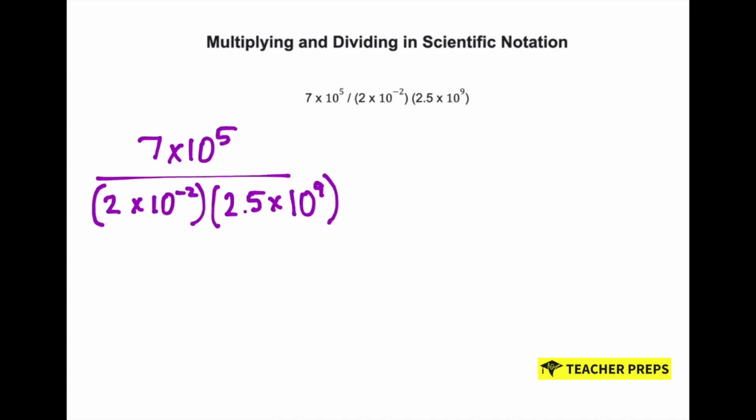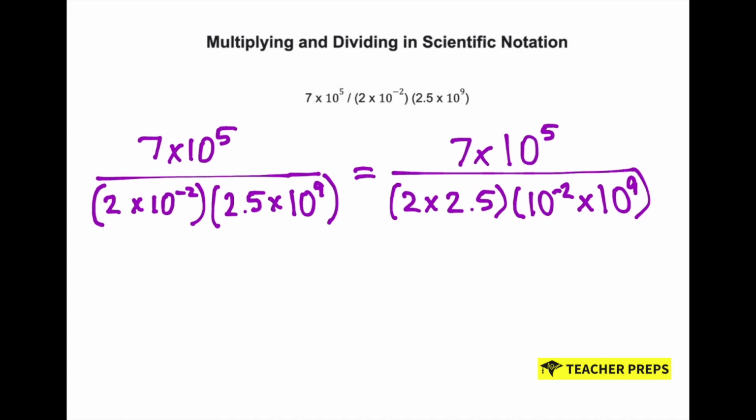Now, let's go through a problem where we have to multiply and divide in scientific notation. Below, I have just rewritten our problem as a fraction. This will make it easier to work with. The next step is to simplify what we can inside the fraction.